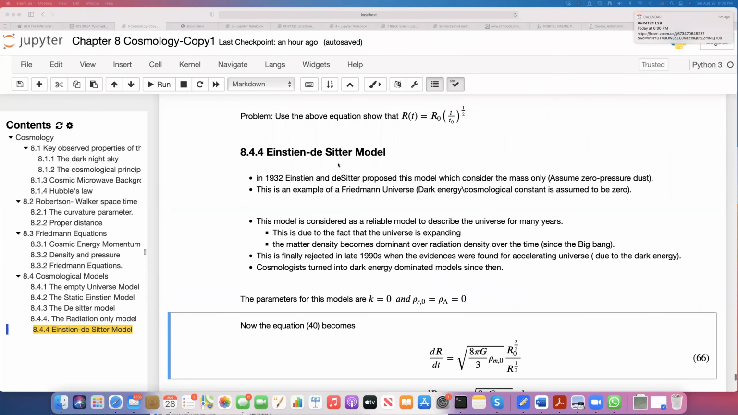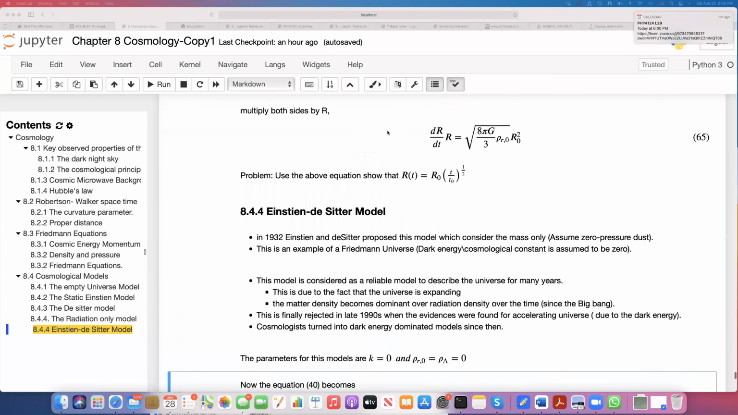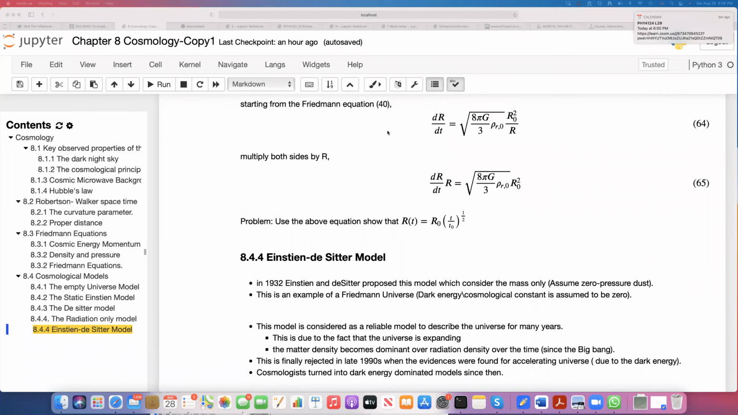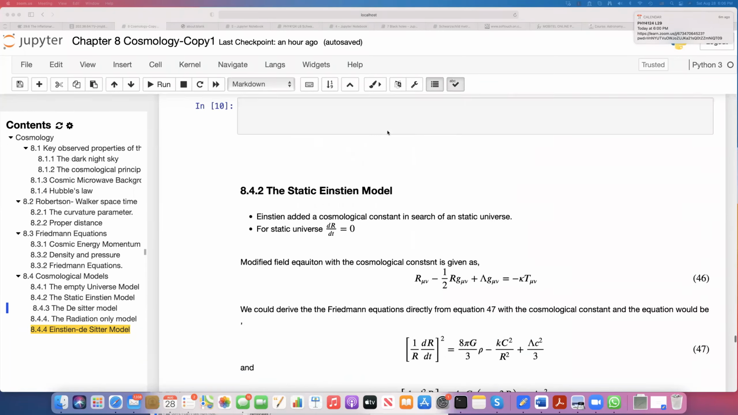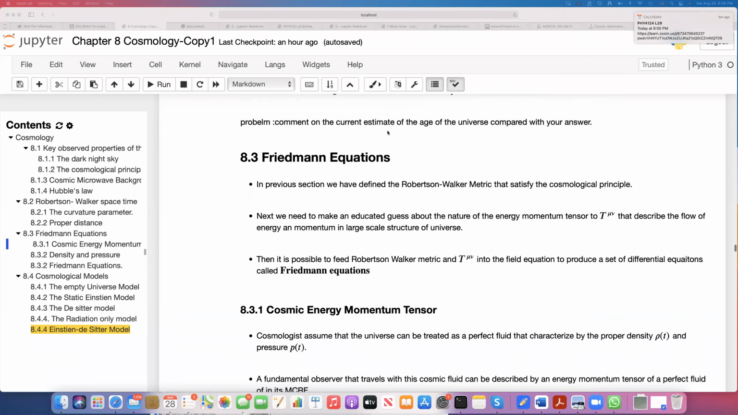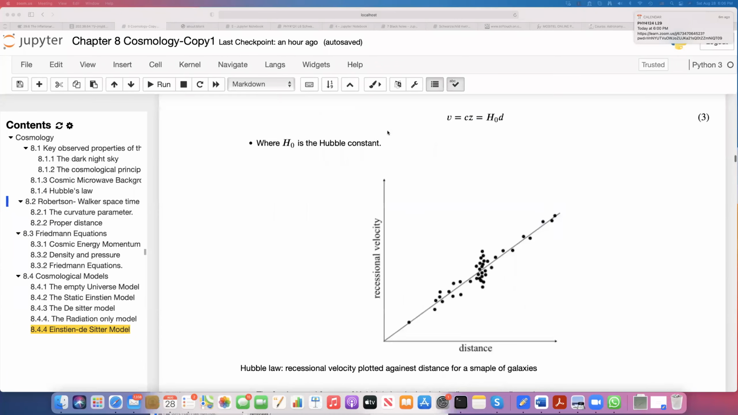Now, if you remember, so I assume that all of you can see the screen with chapter 8, cosmology. And if you can't, then please let me know. Right. So if I go back to the note, just to remind you what we have done up to now.